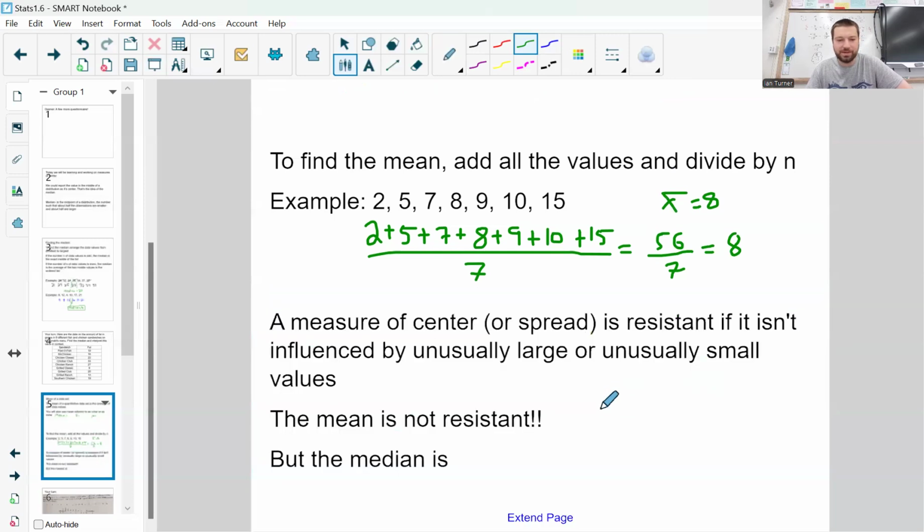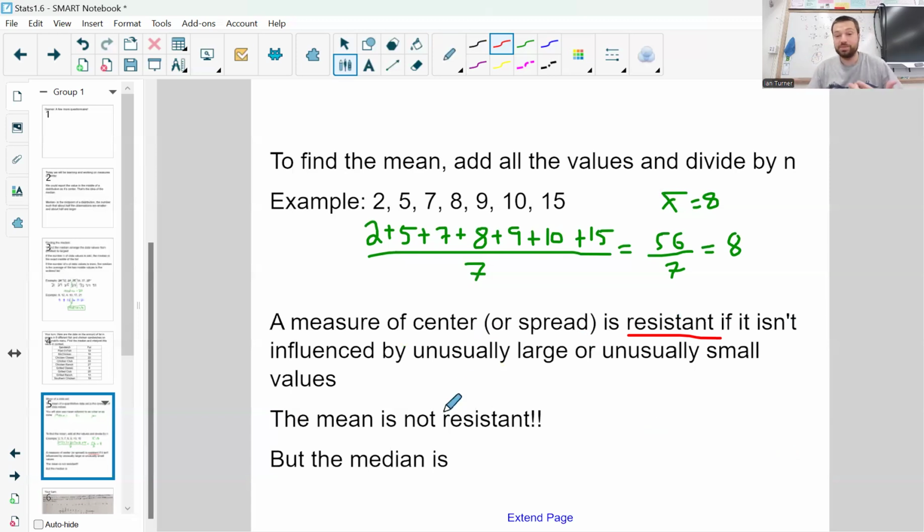See what else we got down here. Ooh, this is good stuff here, folks. A measure of center, that's what we're talking about today. Next week, we'll talk about measures of spread. But a measure of center is resistant. That's a word for you. If it isn't influenced by unusually large or unusually small values.